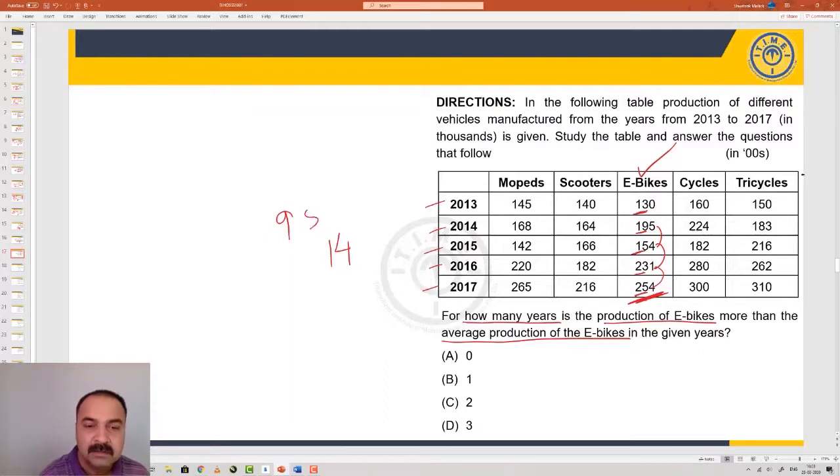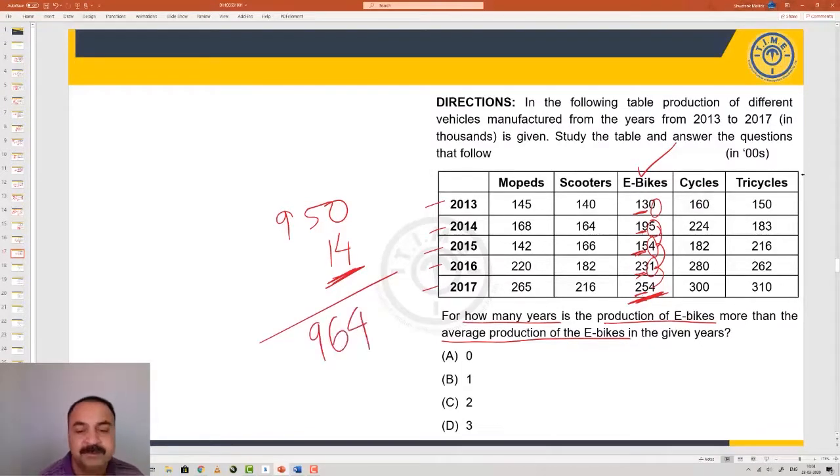So this is 950. Once again, it is actually 130 plus 190 plus 150 plus 230, because the last digits have already been added. So in that place I am putting a 0, because those digits are adding to 14. So this number in totality is going to become 964.